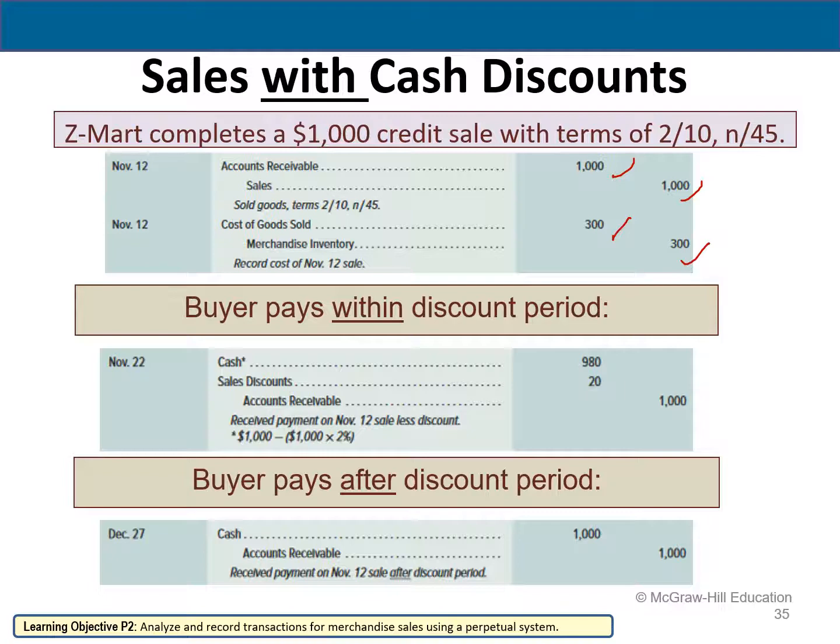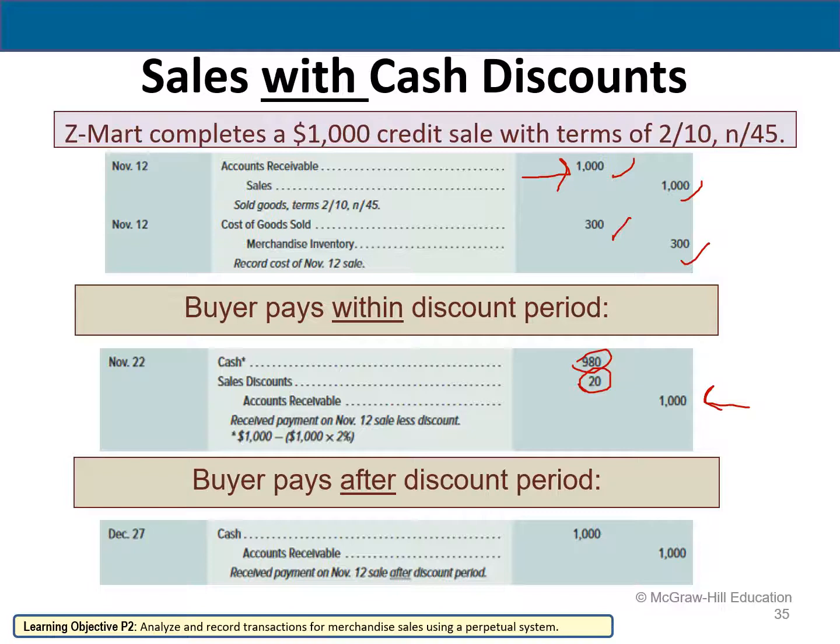So let's say the buyer pays us within that discount period. They're only going to pay us 98% of that $1,000, or $980. But our accounts receivable that we recorded was $1,000 up here, right? So we have to remove our accounts receivable, and we do that with a credit. And then there's a $20 discount that we gave them, which we record to a sales discounts account.